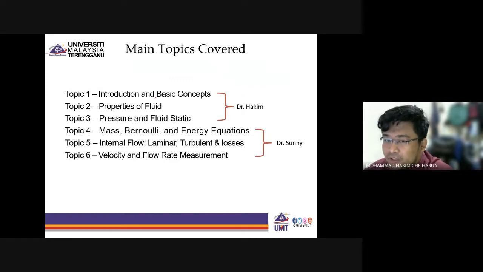I'm going to teach the introduction and basic concepts of fluid mechanics, and the properties of fluid. Of course, because we are learning about fluid mechanics, before we learn about the fluid itself, we need to learn about its properties, to characterize what a fluid is and how it is going to move. Then the pressure and fluid static. Why fluid static? Because we also have fluid flow. Before we go that deep, we are going to teach you about the static, which is not moving, in the beginning at first.